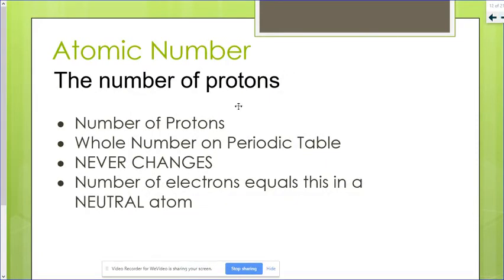The number of protons is equal to the atomic number. It's the whole number on the periodic table, and this never changes. If it changes, then you're dealing with a completely different atom. The number of electrons equals the number of protons in a neutral atom.